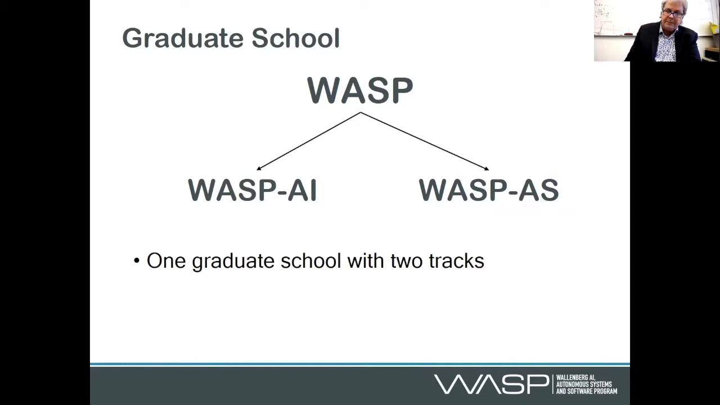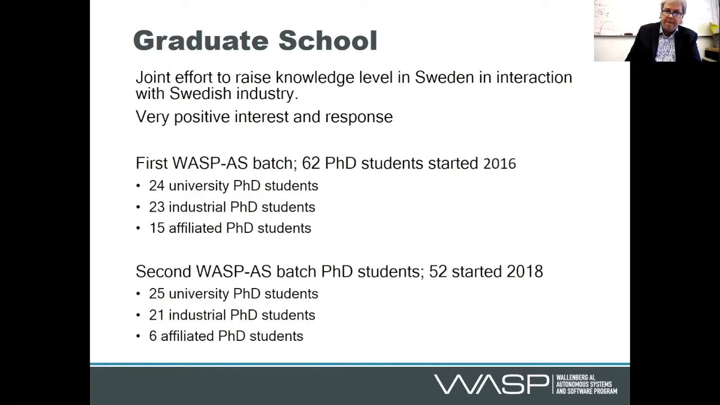The graduate school is split up in 2 parts, the AS part and the AI part. So it has 2 tracks, but it's still the same graduate school. We have hired quite a lot of students so far. In the first batch of students, for WASP AS, we had 62 PhD students who started in 2016. Out of those, 23 were industrial PhD students. Then 2 years after, in 2018, the second WASP AS batch started, with 52 students, out of which 21 were industrial PhD students.